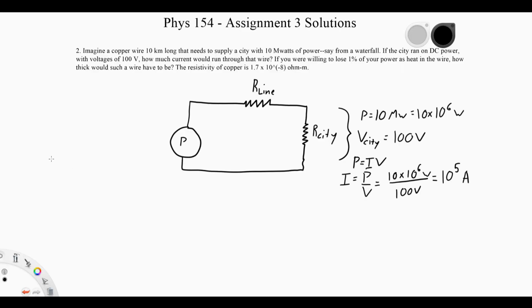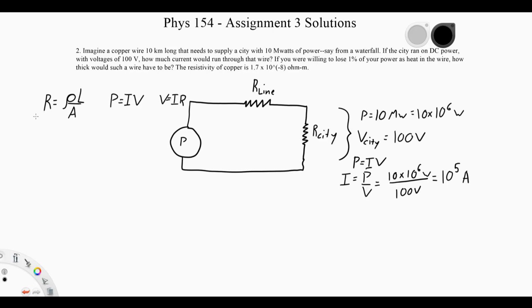Okay, so for the second part, if you were willing to lose 1% of your power as heat in the wire, how thick would such a wire have to be? Okay, so for this, we are going to use two equations. Specifically, the equation for resistance R is equal to rho L over A. And we're going to use this in conjunction with the power equation, P is equal to IV, and specifically the equation for voltage lost over a resistor, V is equal to IR. So starting off with the first equation, R is equal to rho L over A.